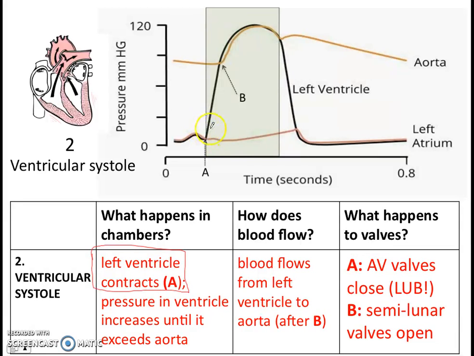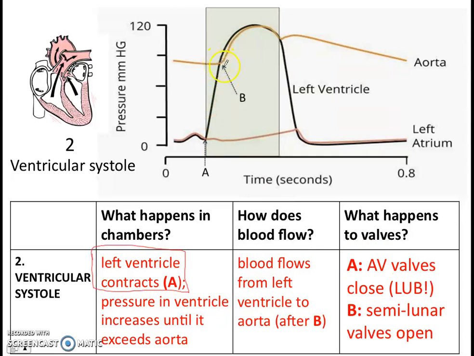And the pressure here in the left ventricle is greater than the pressure in the left atrium. So if the valve wasn't there, blood would flow from the left ventricle back into the left atrium. But because the valve is there, it will close and prevent the blood from moving back into the left atrium. Alright, so from point A onwards, the atrioventricular valve, the bicuspid valve, is closed.